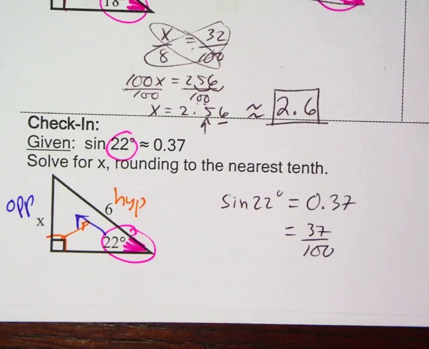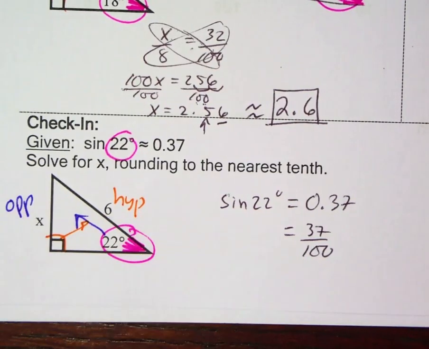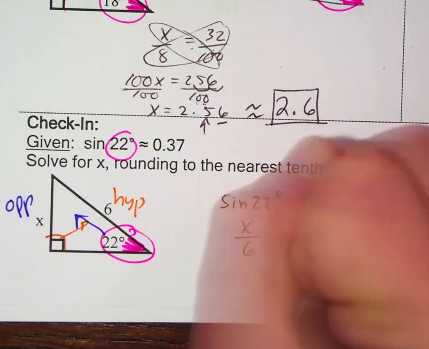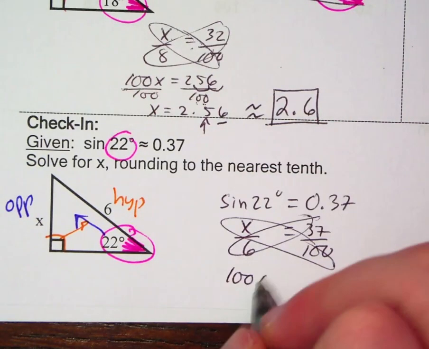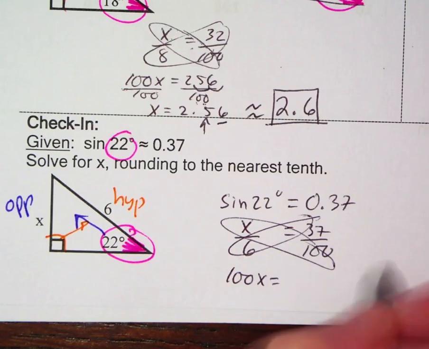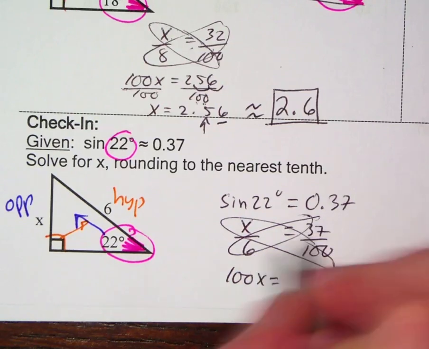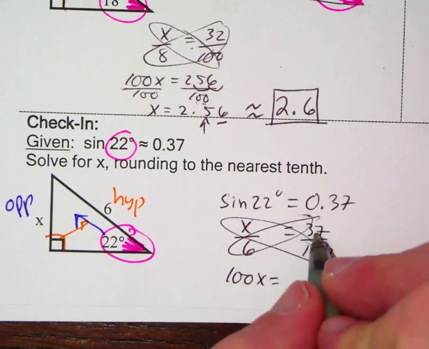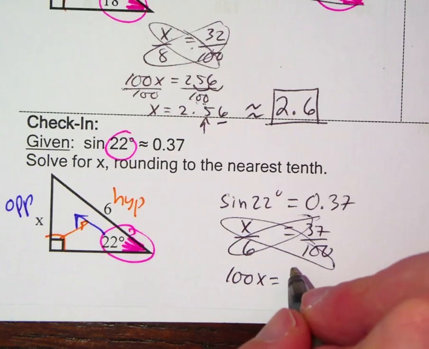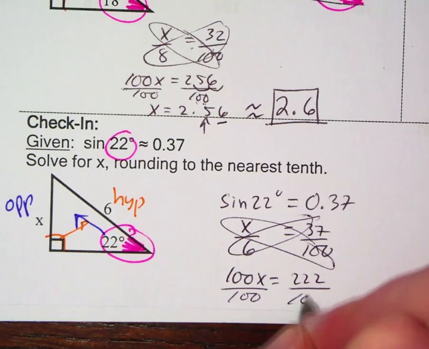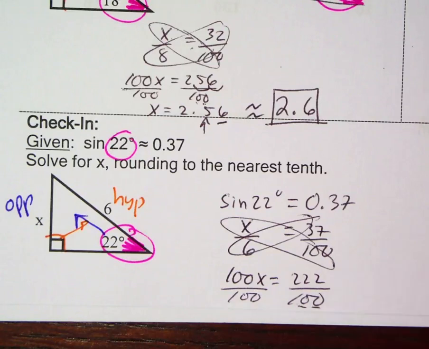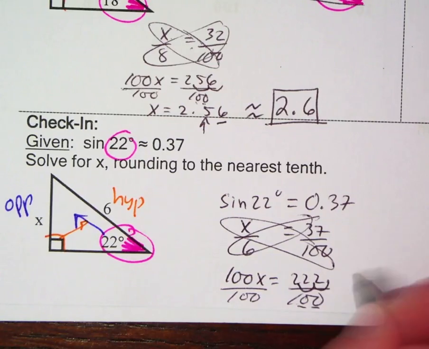So let's see, what is the sine of 22 here? It's opposite over hypotenuse. So that is going to be x over 6. And now, go ahead, cross multiply: 100x equals 6 times 37, I might have to do off on the side. That's going to be 222. And then I'll divide both sides by 100, so I'll move the decimal point 2 spots. Therefore, x is equal to 2 and 22 hundredths.